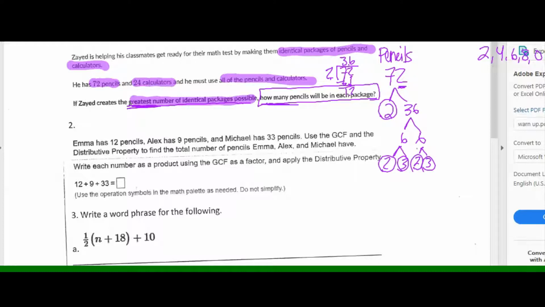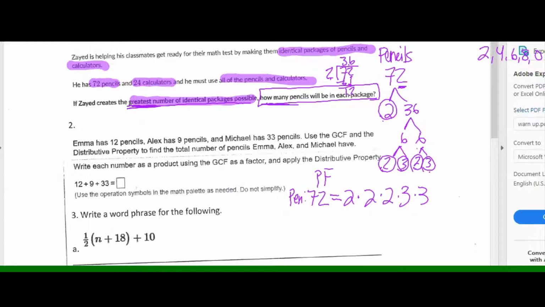Now I'm going to find the prime factorization. I'm going to write my prime factorization down for 72. And remember that 72 represents the pencils. So 72 is equivalent to 2 times 2 times 2 times 3 times 3. If I multiply 2 times 2 times 2 times 3 times 3, you should get 72. That's how you can check to see if your answer is correct.